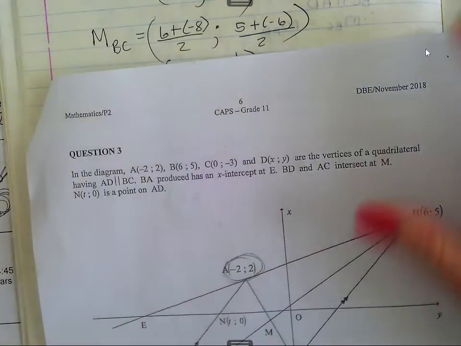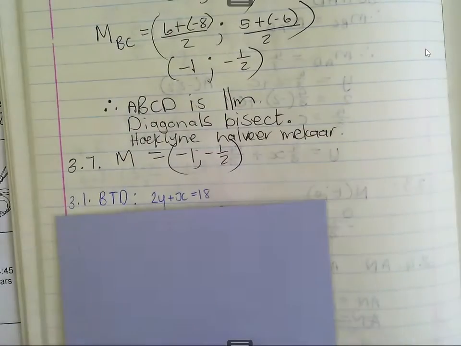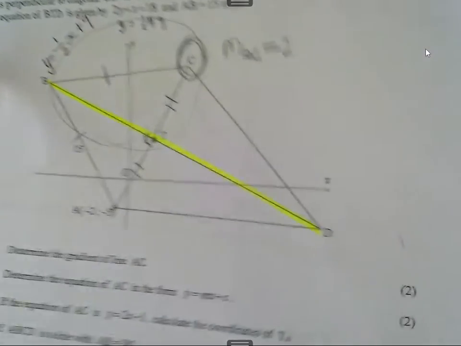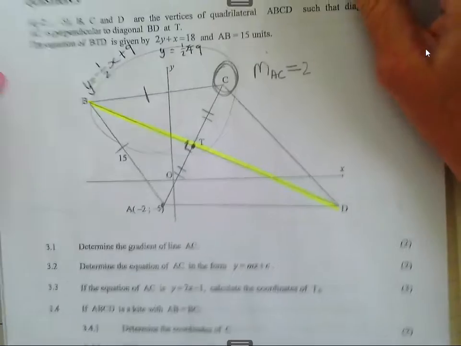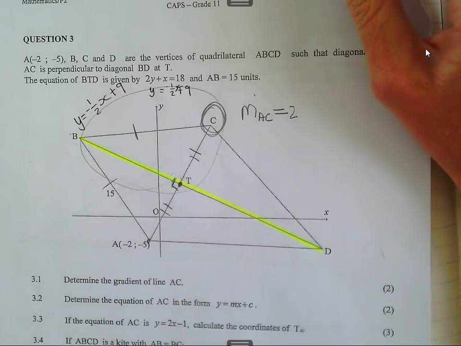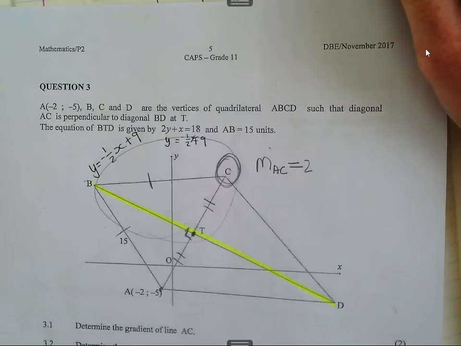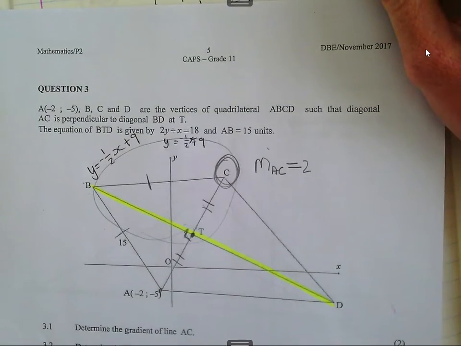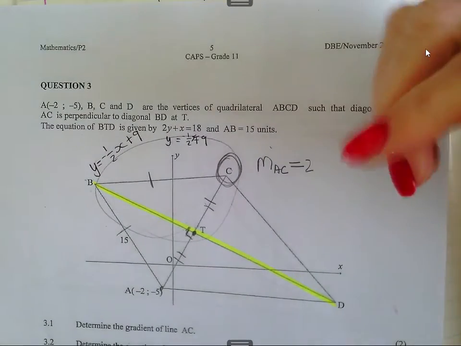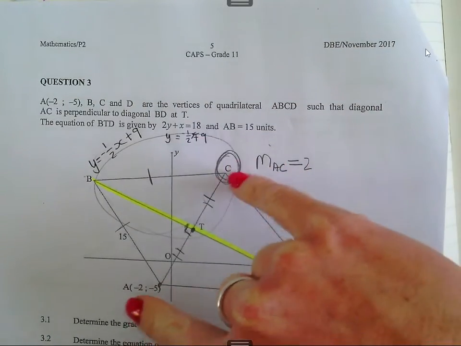Okay, so the first question was question 3 of 2017. Right? All right. So I told you guys that there are 4 ways of finding a gradient. Now, the first question refers to the gradient of AC.